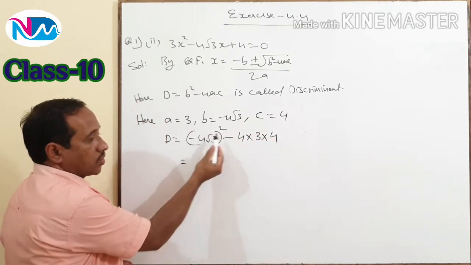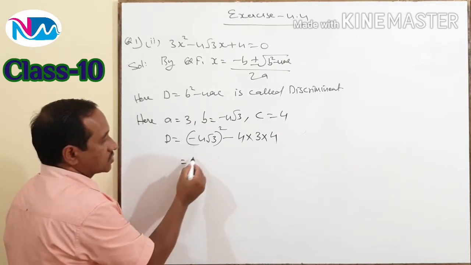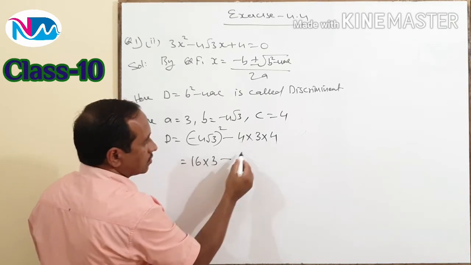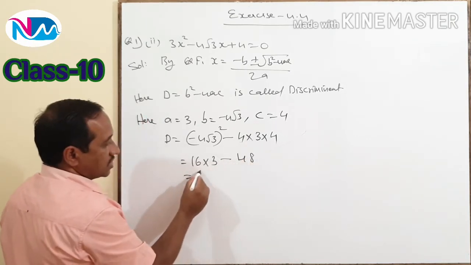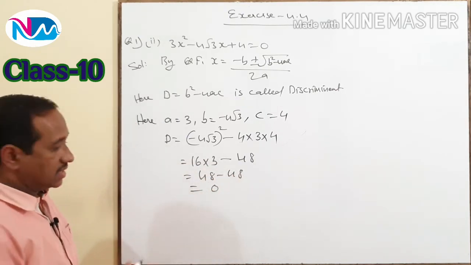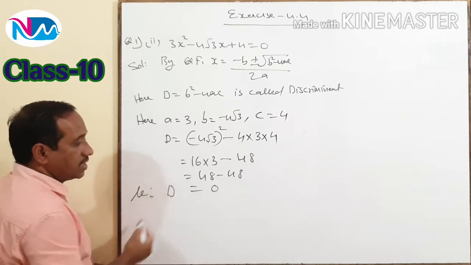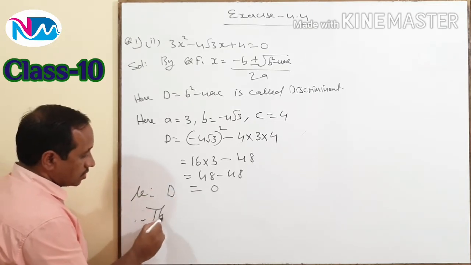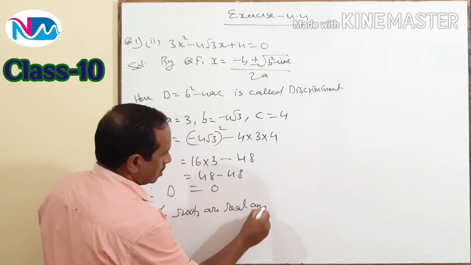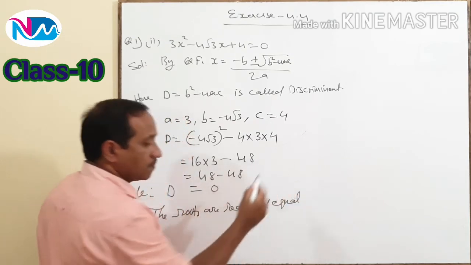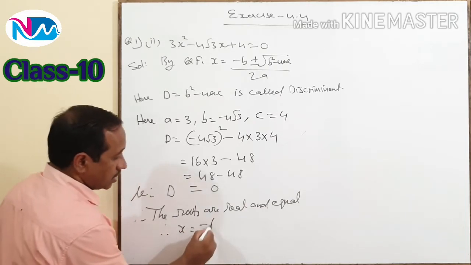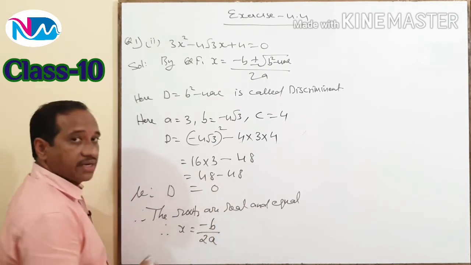That is equal to, square of a negative number is positive, 4 square 16 into root 3 square 3, minus 4 into 3 12, into 4 48. 16 into 3 is 48, minus 48. This is equal to 0. That is, we have D is equal to 0. Therefore, the roots are real and equal.